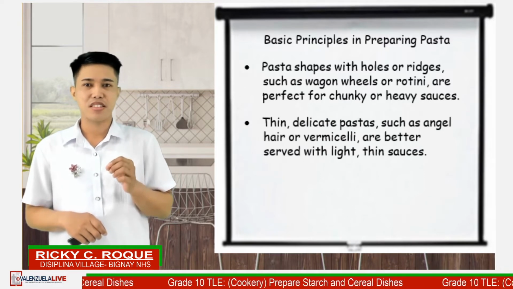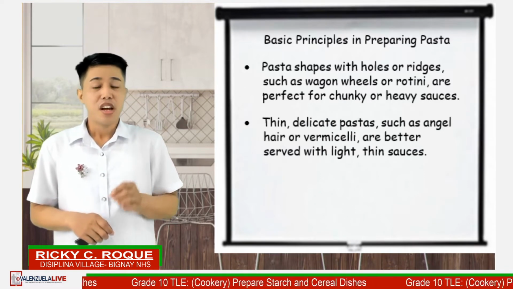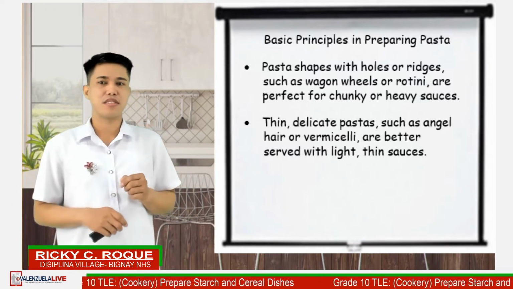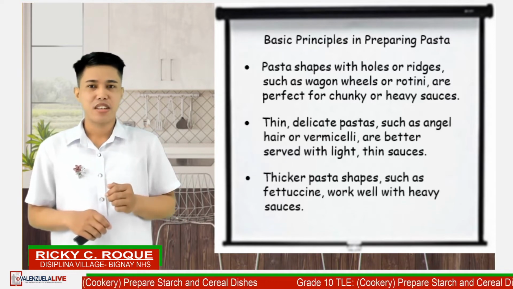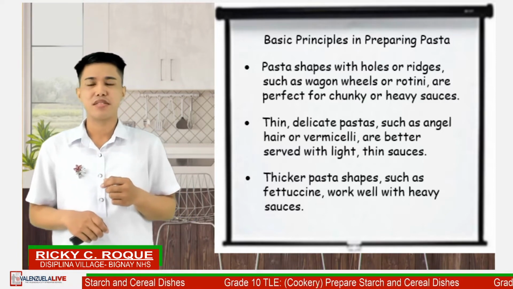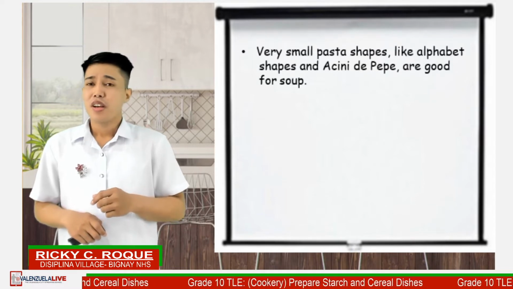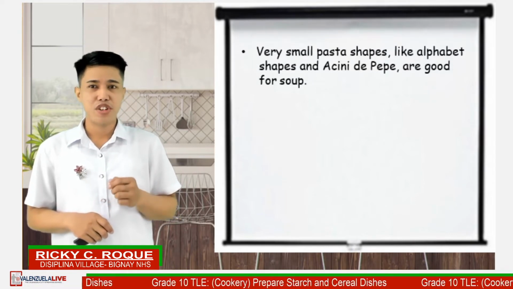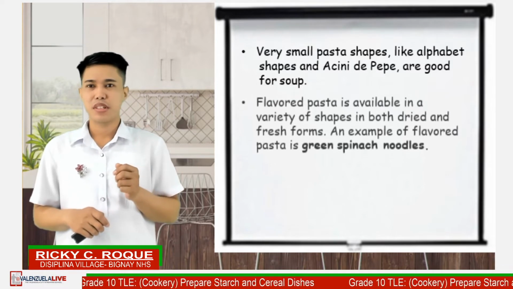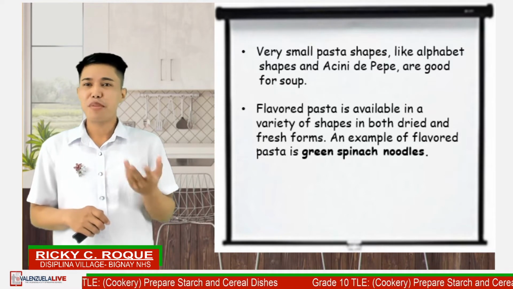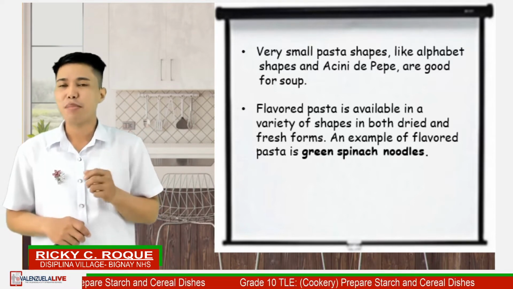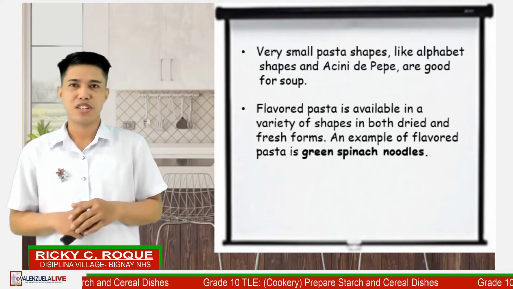Thin, delicate pastas, such as angel hair and vermicelli, are better served with light, thin sauces. Thicker pasta shapes, such as fettuccine, work well with heavy sauces. Very small pasta shapes, like alphabet shapes and acini di pepe, are good for soups. Flavored pasta is available in a variety of shapes in both dried and fresh forms. An example of flavored pasta is green spinach noodles.